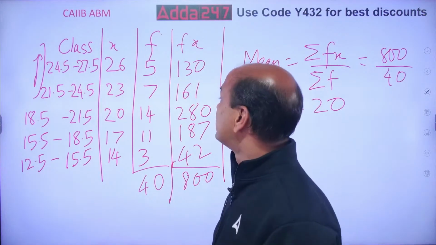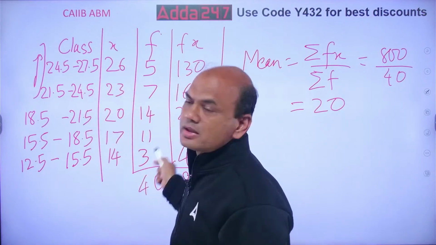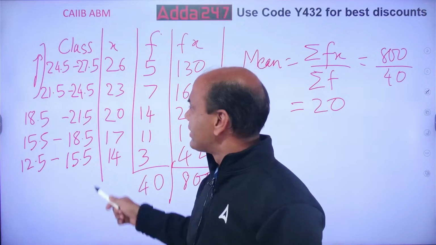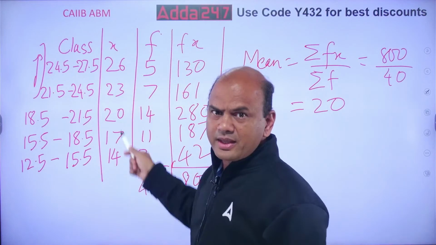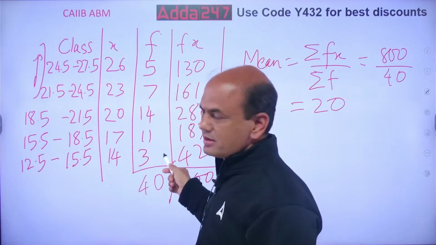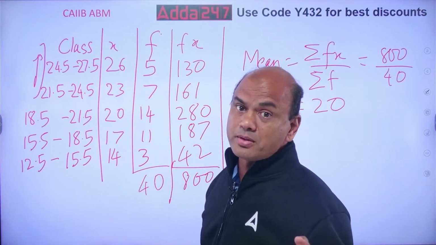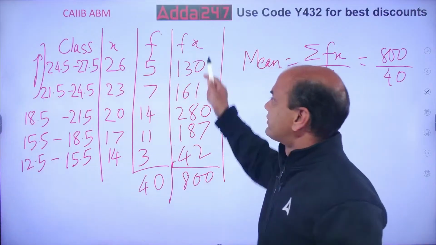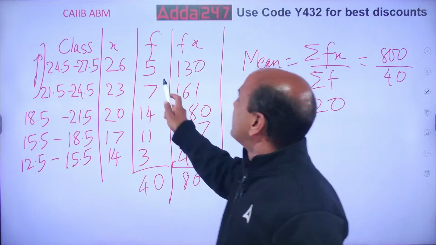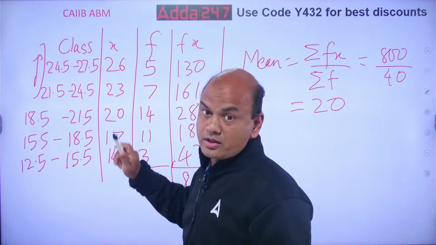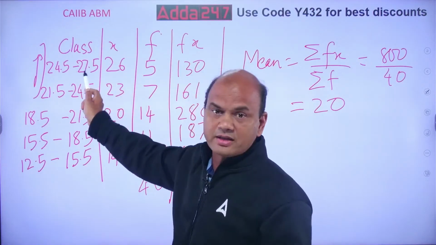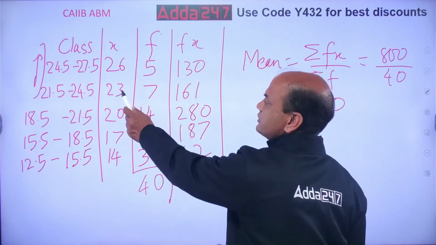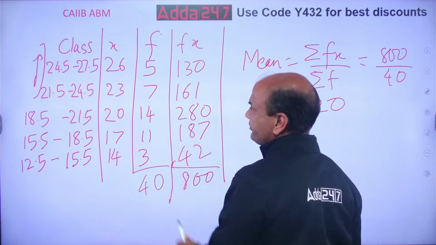Got it? So now, this table will be common for mean, mode, median, everywhere. Because this is the base. So I have written all this. X you have written, F is given. Now what is the main problem? Fx. Mean you have to find out. So mean is what? Fx. Fx means 5 into 26. How did you get 26? You know. This center. Similarly others. F is given. So 130. Similarly others. 23 into 7, 161. And so on.